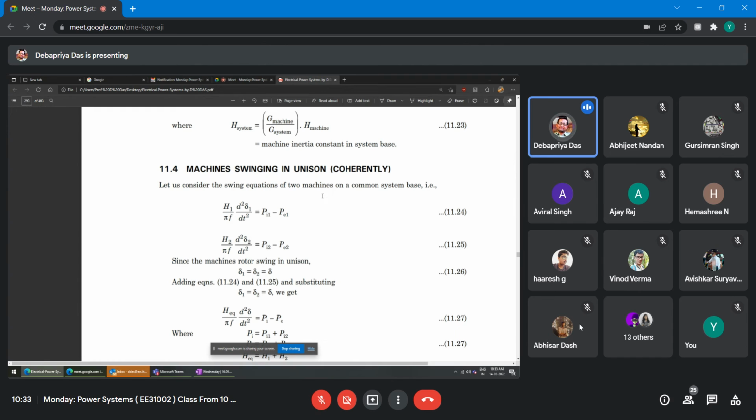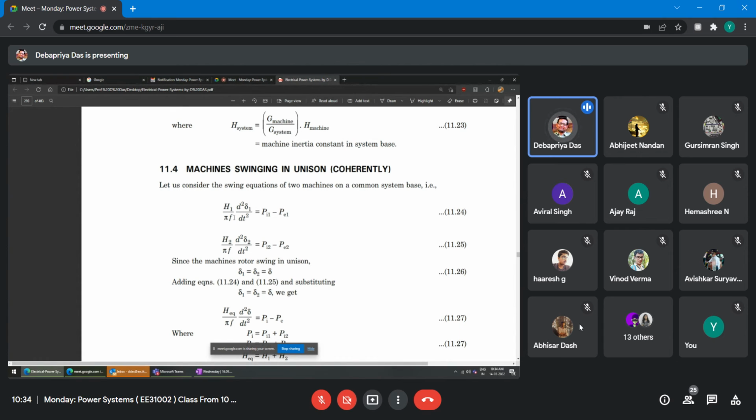Swinging in unison means that, suppose 4 machines, 5 machines are working in parallel, their increase or decrease in speed will remain the same. That means they are in a coherent group, right? That is the meaning. So suppose swinging equation, suppose you consider 2 machines.